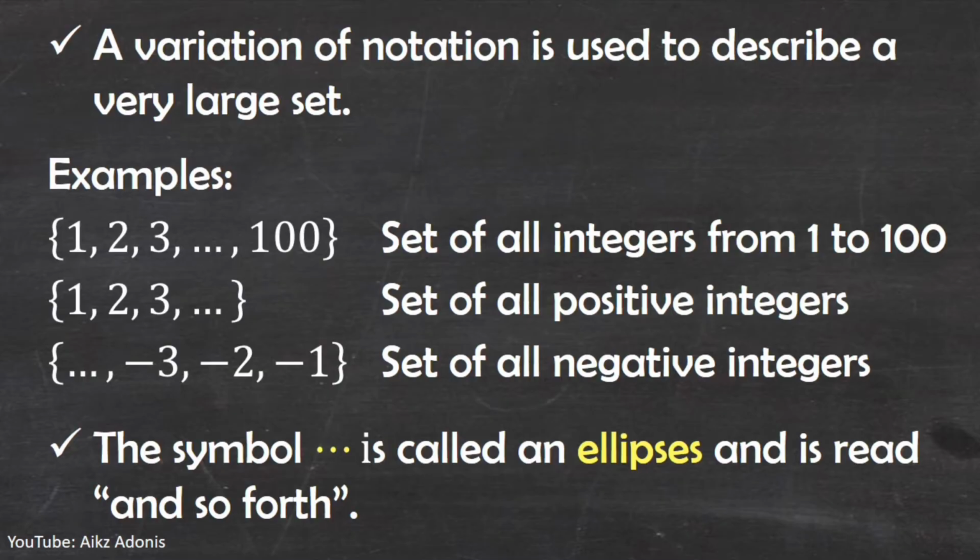The third example is the set of all negative integers. As you can see, the ellipsis is on the left and the elements start with -1. It denotes that the set of numbers will approach negative infinity. Again, this symbol, 3 dots, is called an ellipsis and is read as "and so forth." Ellipsis is used if the elements in a set are so many.